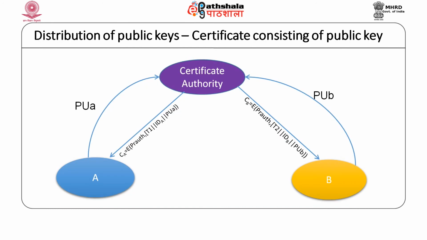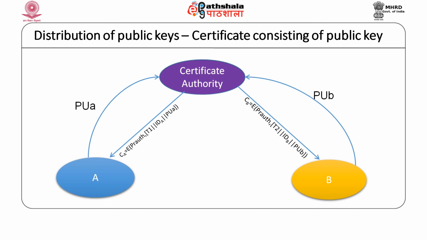The last way of distributing the public key is a certificate consisting of the public key. So, there is a certificate authority who generates a certificate. What are the contents of the certificate? The certificate contains the public key. So, the certificate authority generates the public key for A and B. What does A have to do? A requests the certificate authority: provide me the public key.